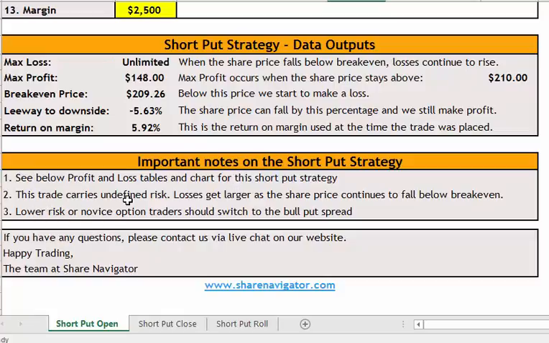We're warning you here that this trade carries undefined risk. So remember that. Losses get large as the share price continues to fall below break even. But lower risk or novice traders should use the bull put spread strategy instead, which does have the defined risk. And if you're ever looking for help, please go to our website and talk to us in the live chat.